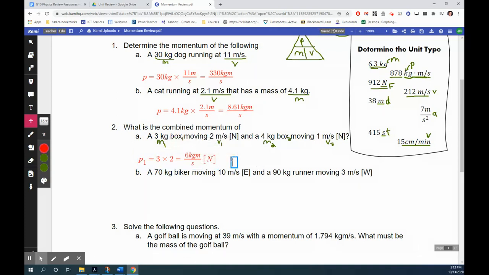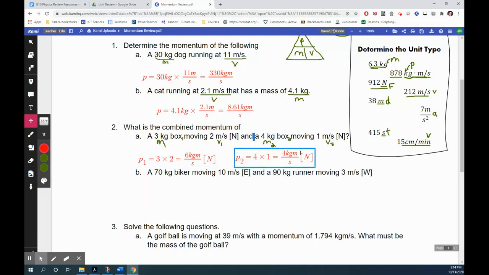And now P2, the momentum of the second box, is the mass of the second box, which is 4, times the velocity of the second box, which is 1. That gives me 4 kilogram meters per second. Okay? And now we've got 6. Oh, and what direction was this? Also north, right? Its velocity is north, so its momentum is north.